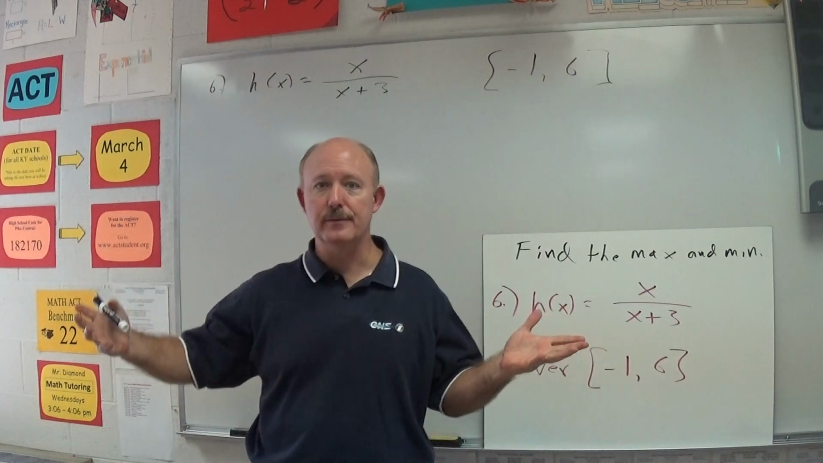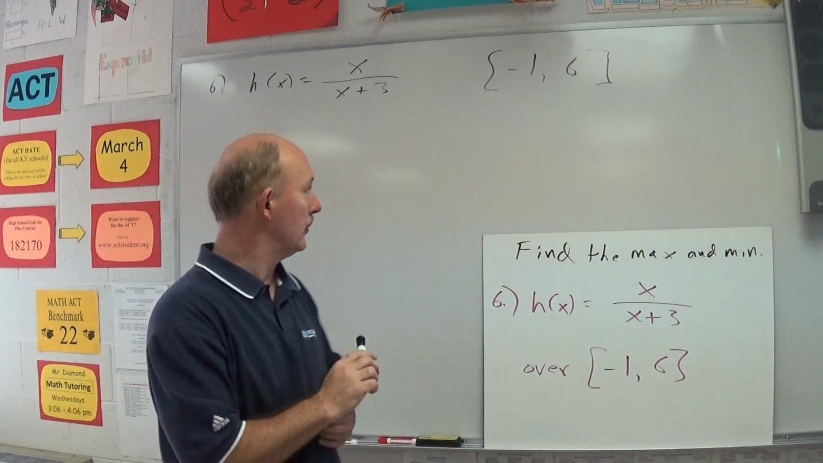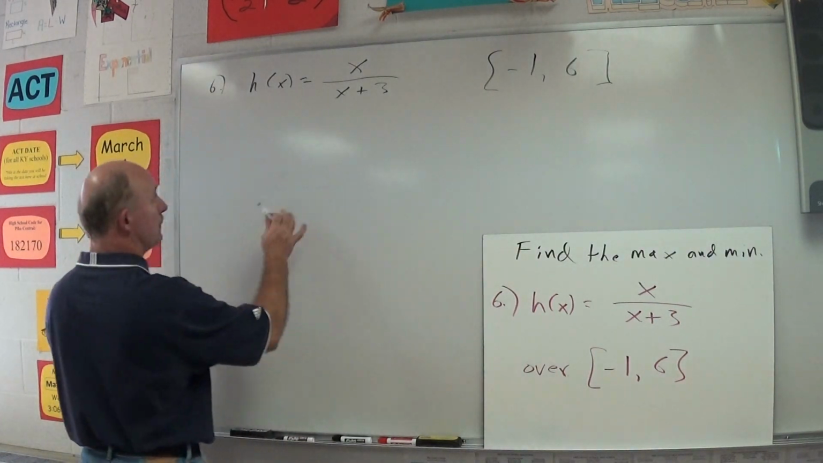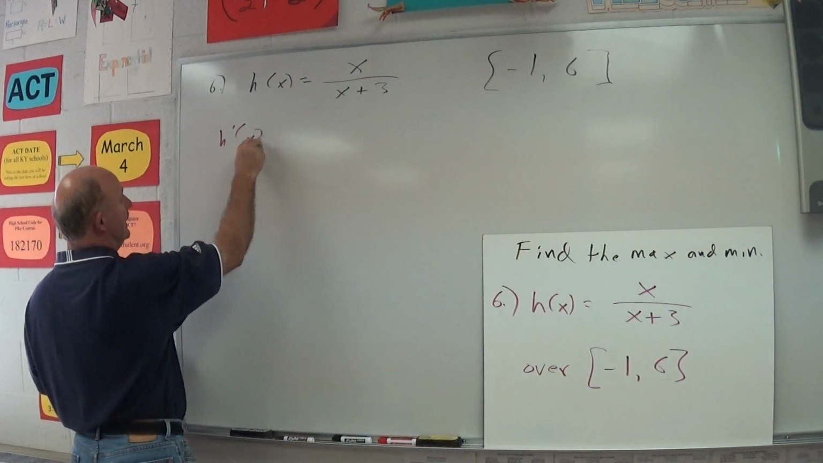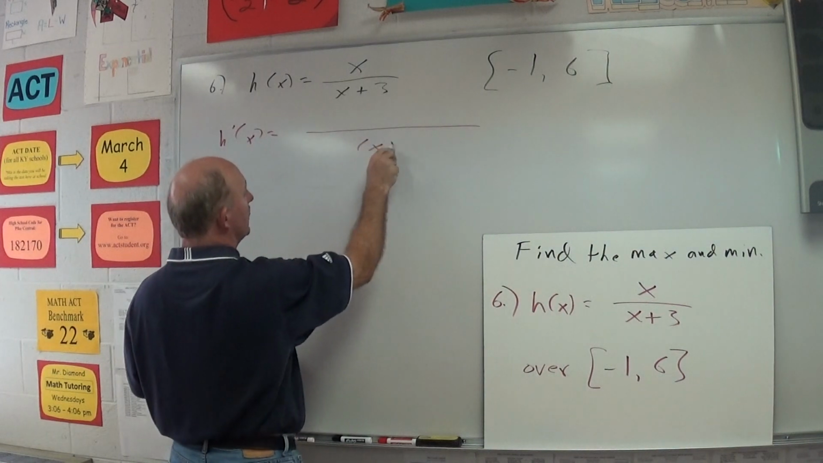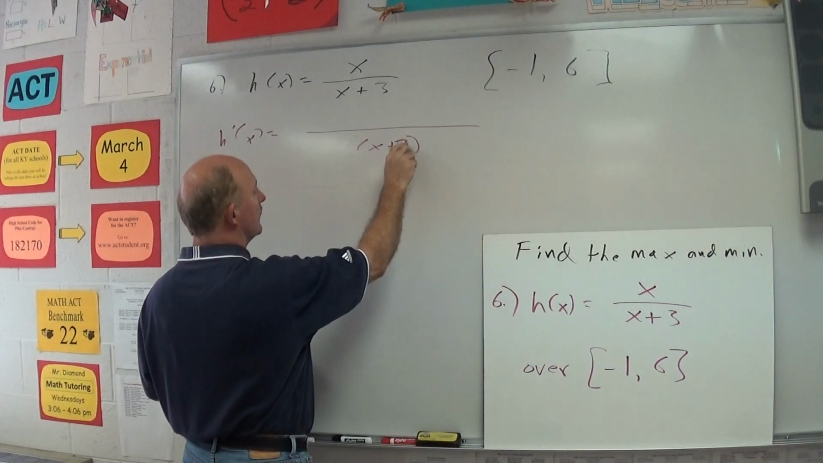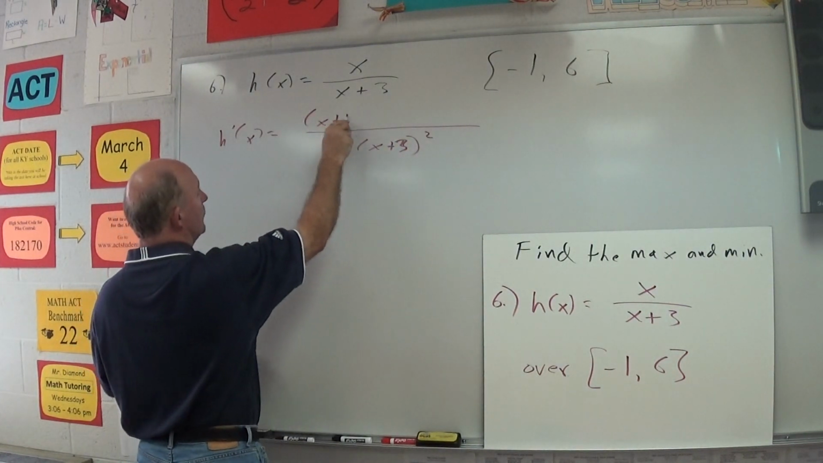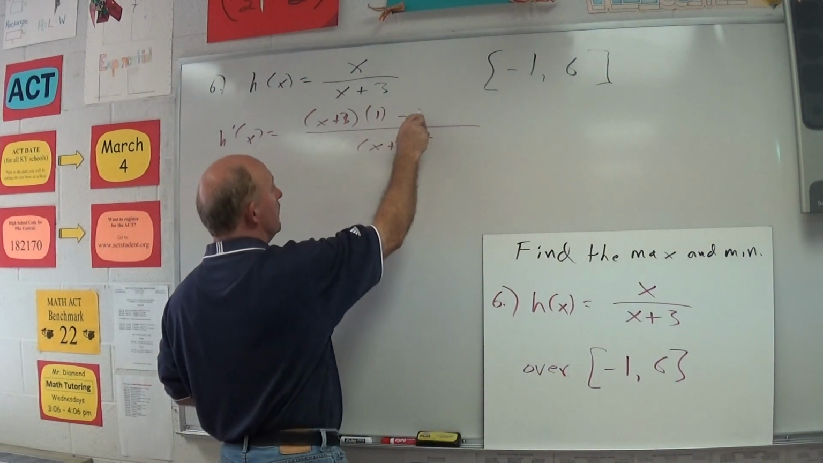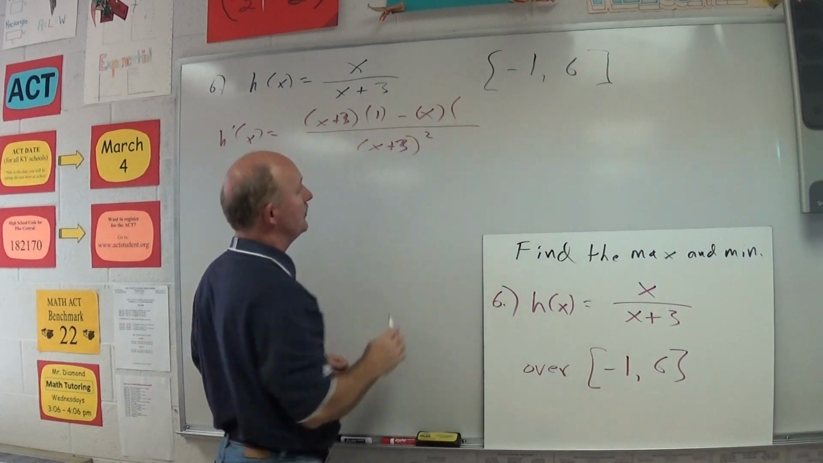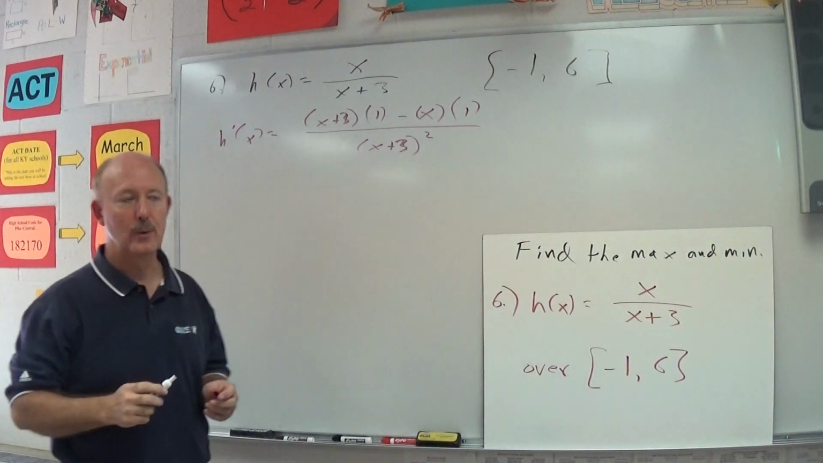Now, let's start off by getting the derivative. You can get it now or later, but you're going to have to find the derivative when we do our critical numbers. Since this is a fraction, we're going to have to use the quotient rule again. So h prime of x will be equal to, over x plus 3 quantity squared, the bottom, x plus 3, times the derivative of the top. The derivative of x is 1, minus the top times the derivative of the bottom. The derivative of x plus 3 is 1. Okay, this is our derivative.